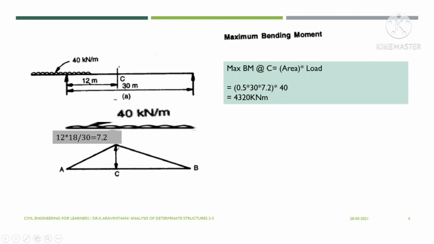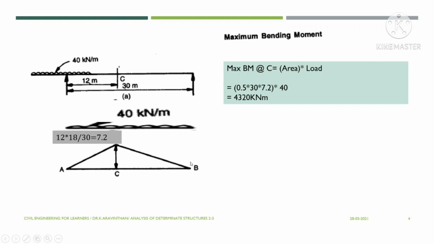How to find this? The peak will be at the point C. So you have the formula AB by L. Here A is 12 meter, and the rest of the distance, which is B, is 18 meter, divided by L, which is 30. If you multiply that, you will get 7.2. So the peak of the triangle will be 7.2 at the point C.